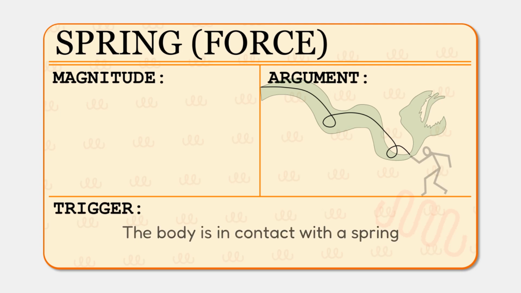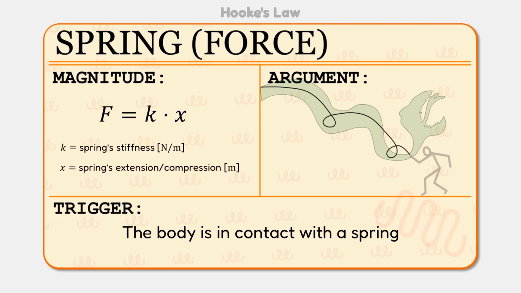This force is present only if the body being studied is in contact with a spring that has been extended or compressed from its original length. The magnitude of this force is the product of K and X, where K is the spring stiffness. Some springs are stiffer and have high K values, while others are softer with lower K values. This constant K is measured in newtons per meter and represents the amount of force in newtons needed to stretch or compress the spring by 1 meter. X is the spring's extension or compression, measured in meters, not the total length of the spring, but just how far it has been stretched or compressed.